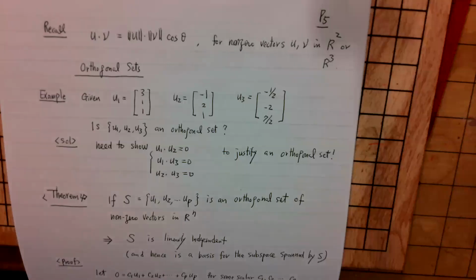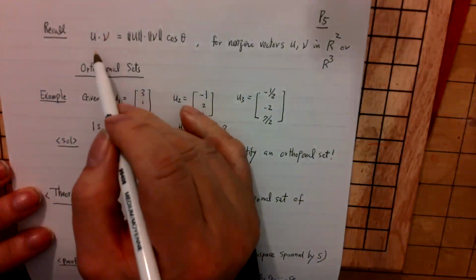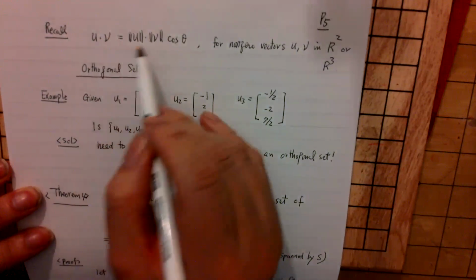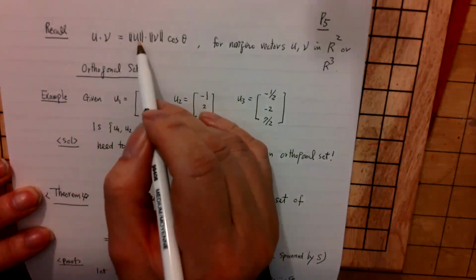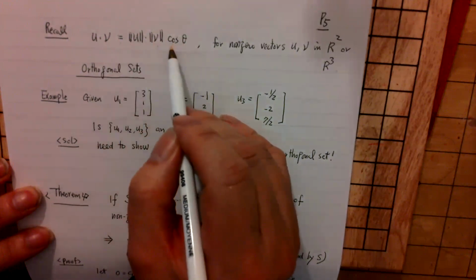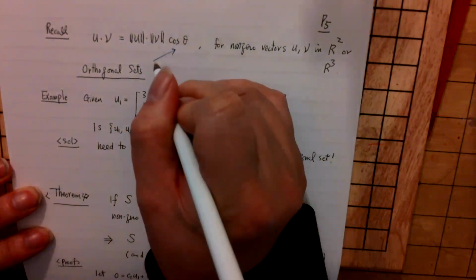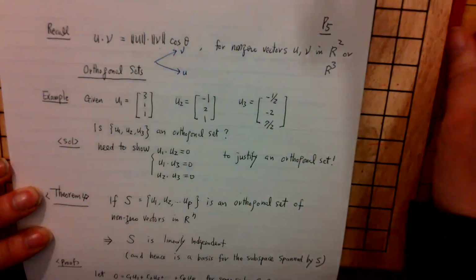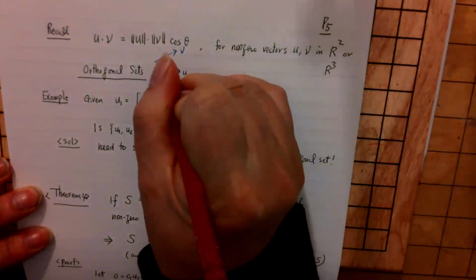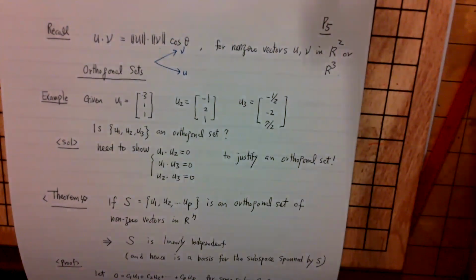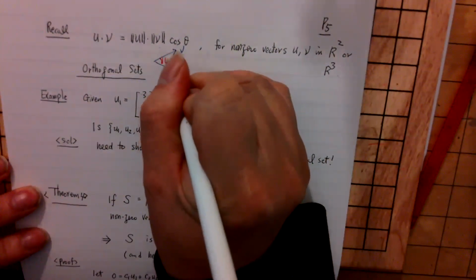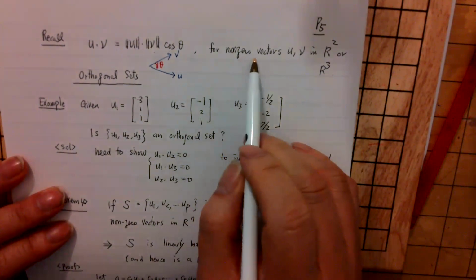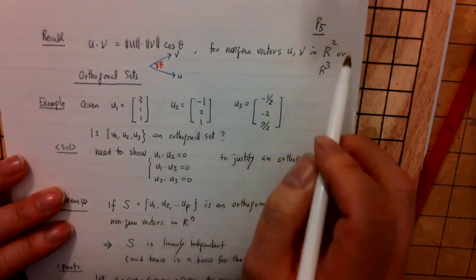Recall, we covered this in the first quiz. If I say u dot v, the inner product is the norm of u, the length of u, times the length of v, times cosine theta. This is u, this is v, and this is theta, for non-zero vectors u, v in R2 or R3.